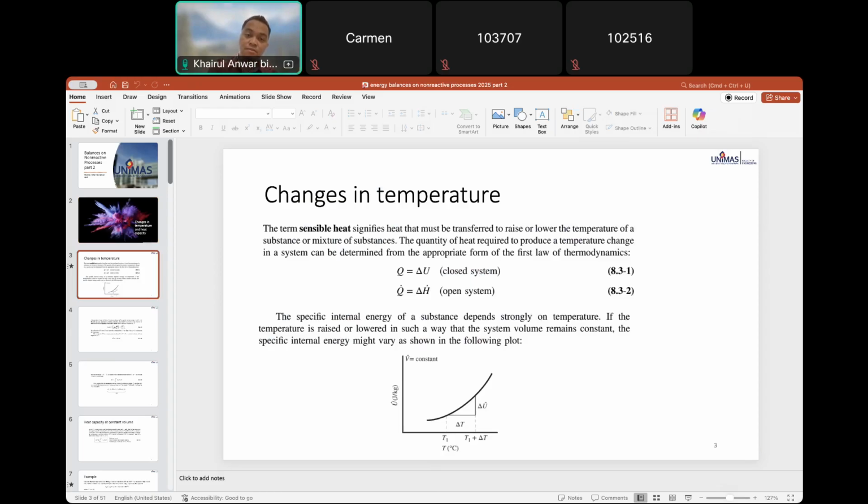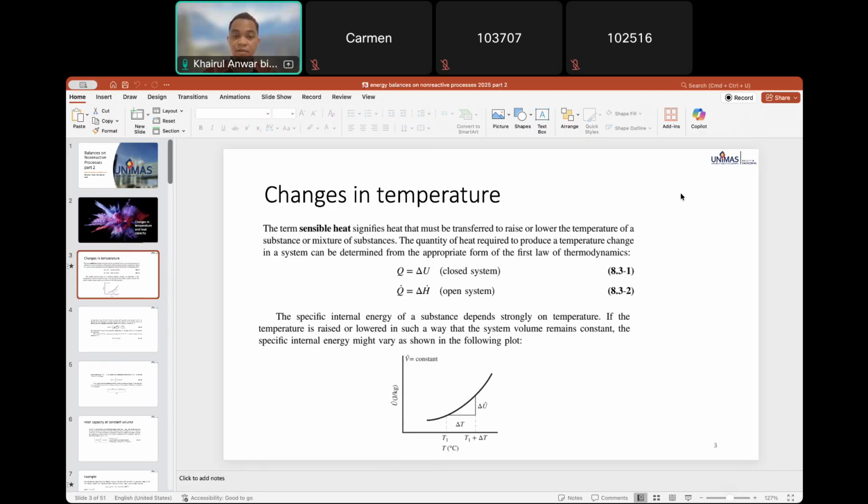So the term sensible heat signifies that the heat must be transferred to raise or lower the temperature of a substance or mixture of substances. The quantity of heat required to produce a temperature change in the system can be determined from the appropriate form of the first law of thermodynamics.